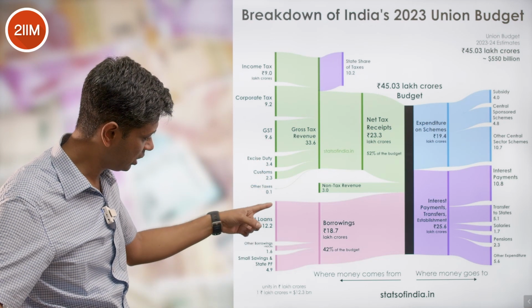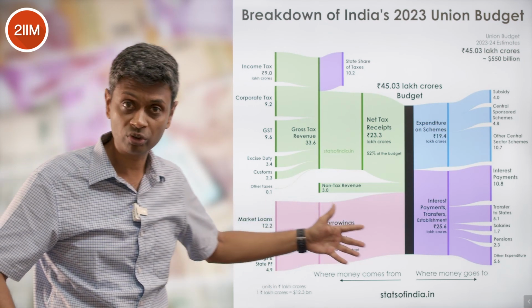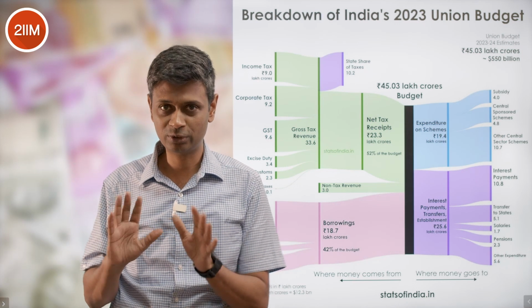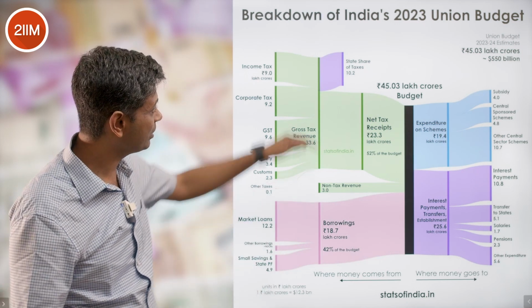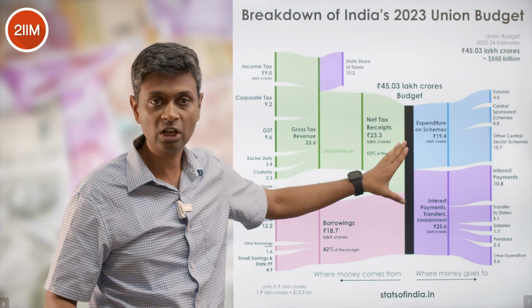Then there are loans and small savings and PF. This is what the government borrows. This is what the government kind of earns. And our taxes are government's income. Something to think about. And so one share goes to states. The remaining is what the government can spend on.